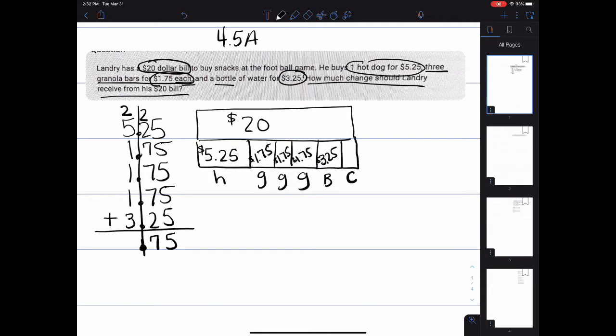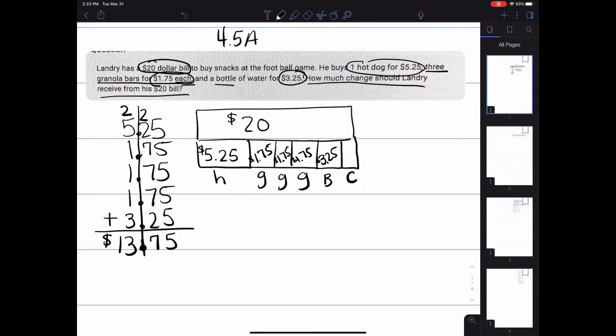Then I'm going to add 5 plus 2 is 7. Plus 1 is 8. Plus 1 more is 9. Plus 1 more is 10. Plus 3 is 13. So I get $13.75. The question is not asking me how much I spent altogether. It's asking me how much change I had left over. So this is just the amount of the hot dog, the granola bars, and the bottle of water together. But I still have to do something with the $20.